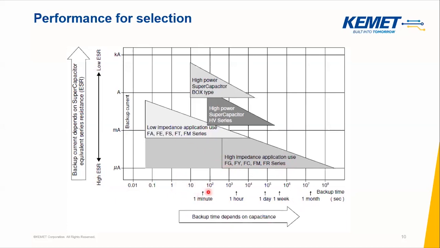But if you are looking for a shorter backup time, you go for the low impedance application use, as the series are mentioned here. And of course, if the application is for high power, you go for the HV series. But as you can see here also, what the backup current will be depends on the supercapacitor series as well, which is affected by the impedance of the supercap.